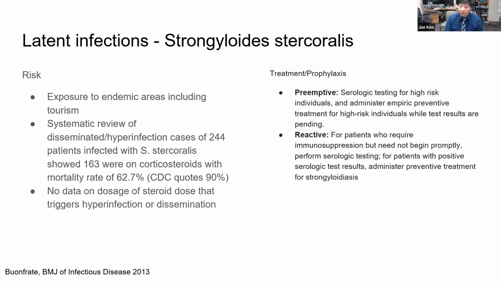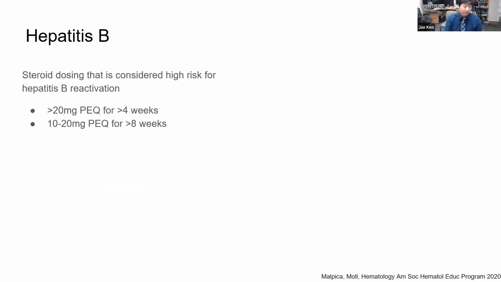So there is a preemptive strategy and a reactive strategy. The preemptive strategy being doing serologic testing and administering empiric treatment for high-risk individuals while the tests are pending, or the reactive strategy for patients who require immunosuppression. They might not need to begin the treatment promptly. You can perform the serologic testing and administer the treatment if it turns out to be positive. And it's ivermectin 200 micrograms per kilogram daily for 2 days and repeated in 2 weeks. So it kills 2 generations of the strongyloides. And it's generally well tolerated.